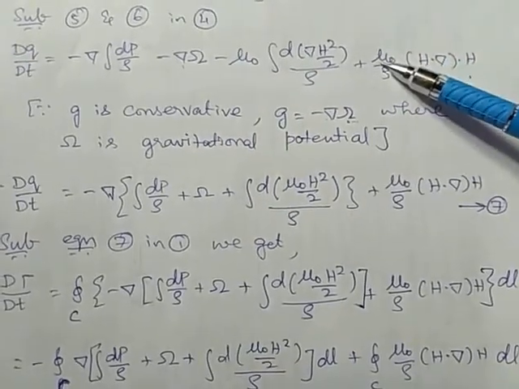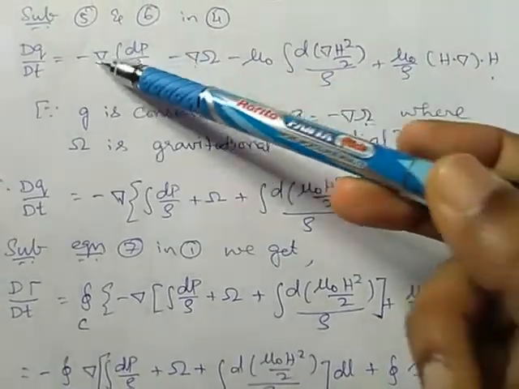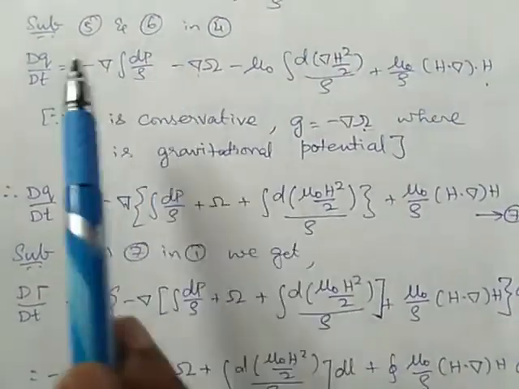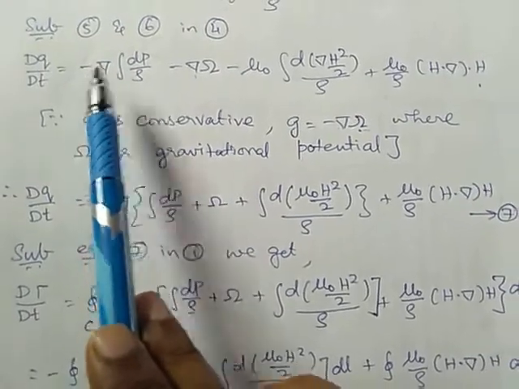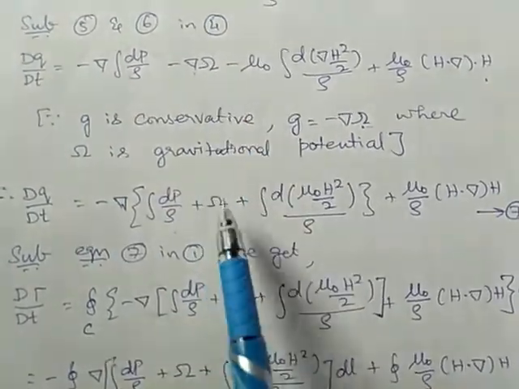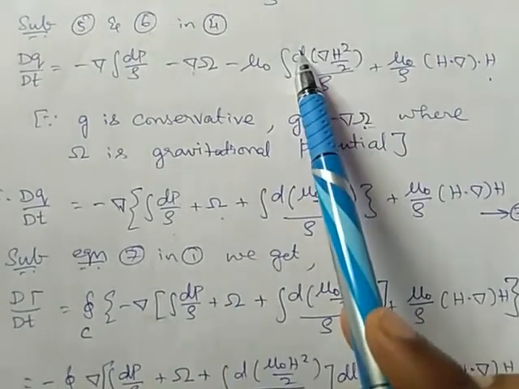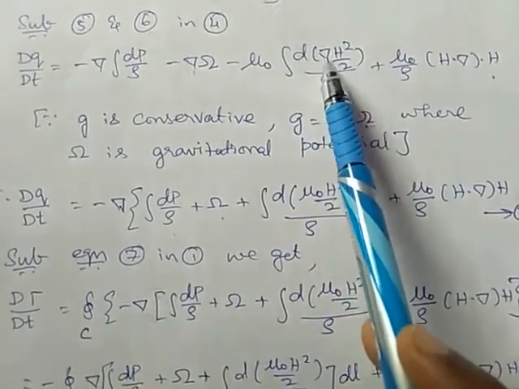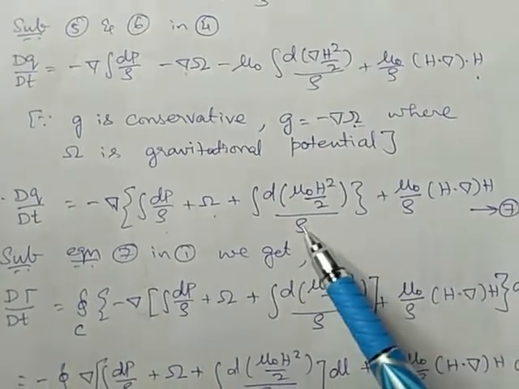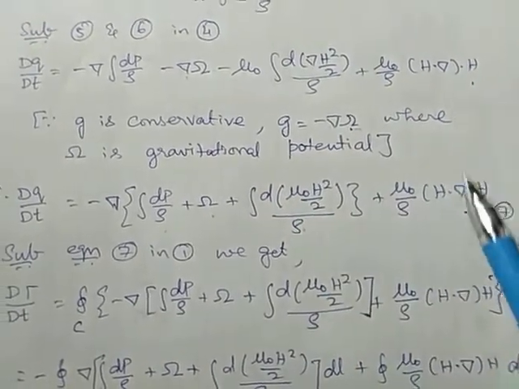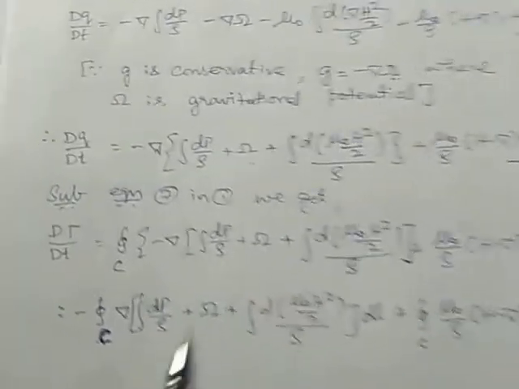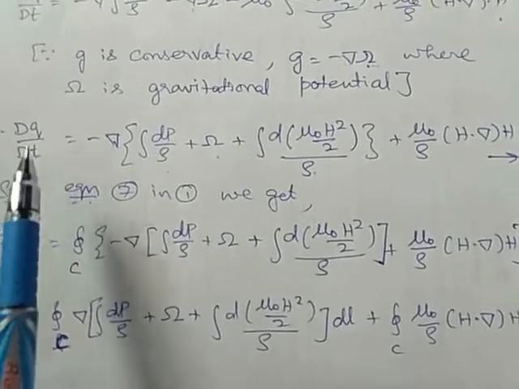Therefore, we will get this equation. Here, I am taking minus del common. Therefore, minus del of the integration of dP by rho plus omega, plus the differentiation, del I had taken out common. Therefore, the integration of d of H square by 2 by rho, and the last term remains as it is. Now, we got the value of dq by dt.